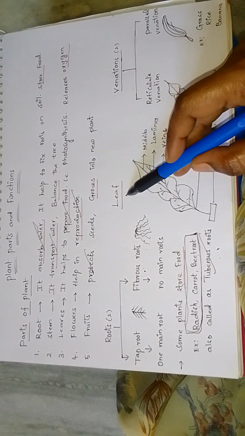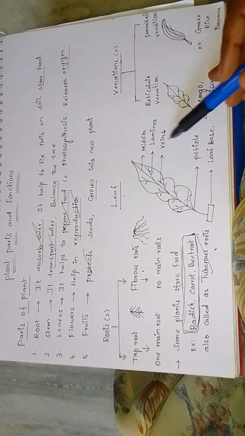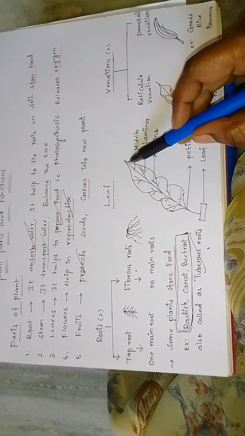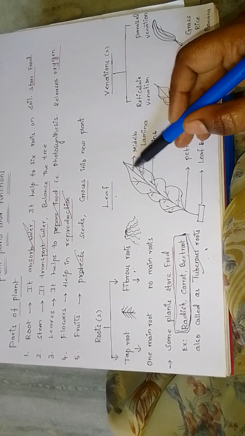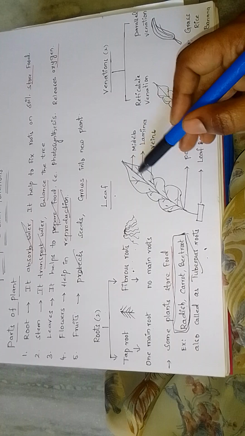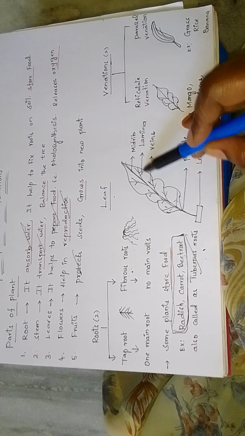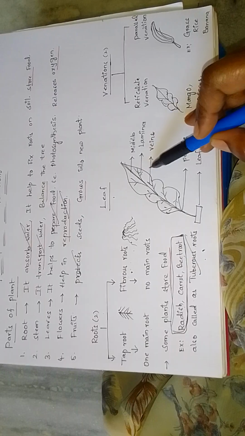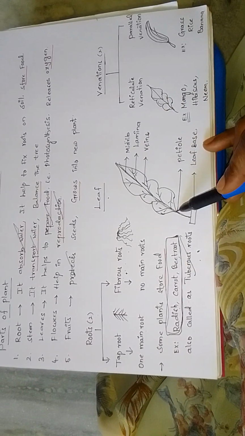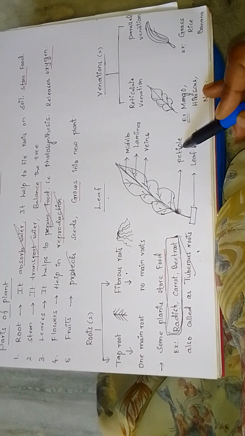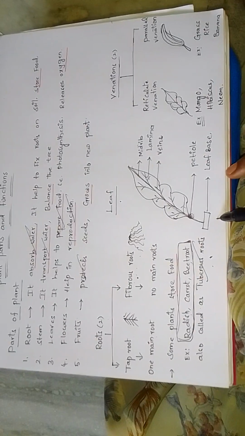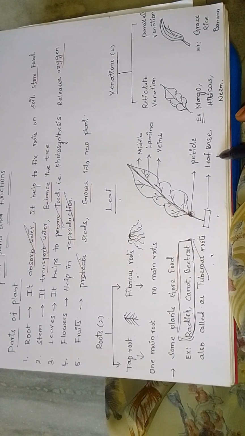And the next one is leaf. Leaf has 5 different parts. First, the middle line. In any leaf, the middle has one strongest line. That is the midrib. And the broad flat part is the lamina. The smallest lines are the veins. And the stalk that holds the leaf is the petiole. And the starting point of the leaf is the leaf base.